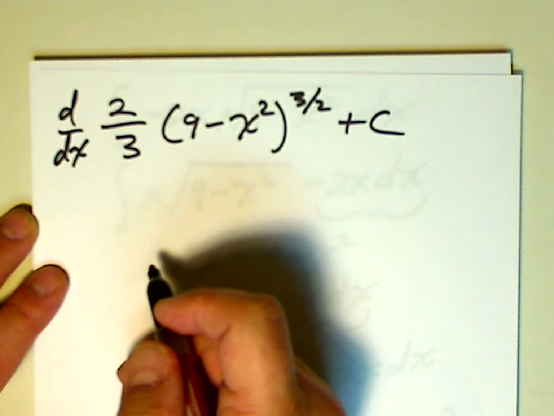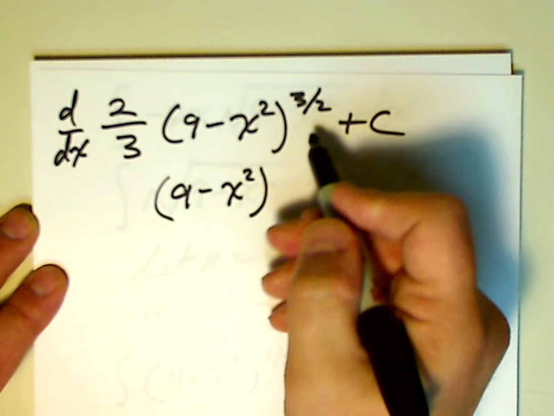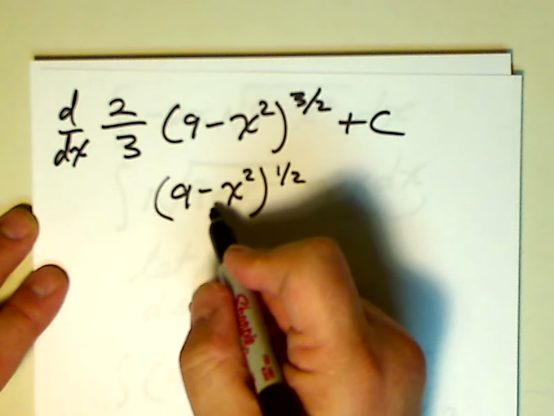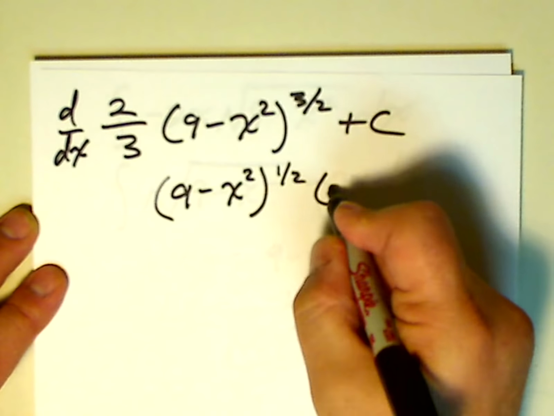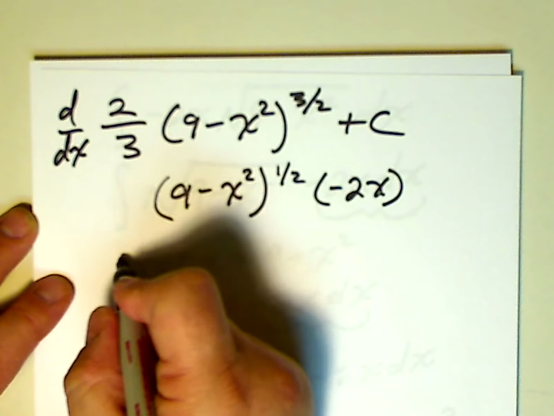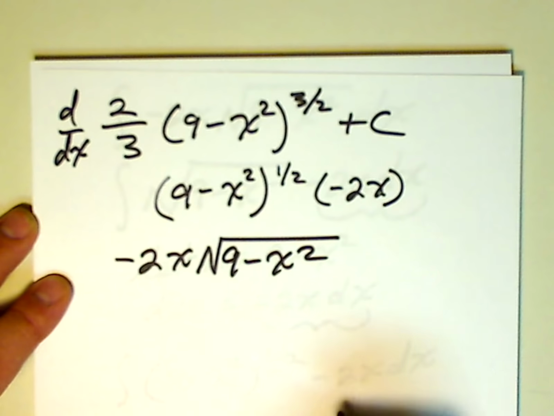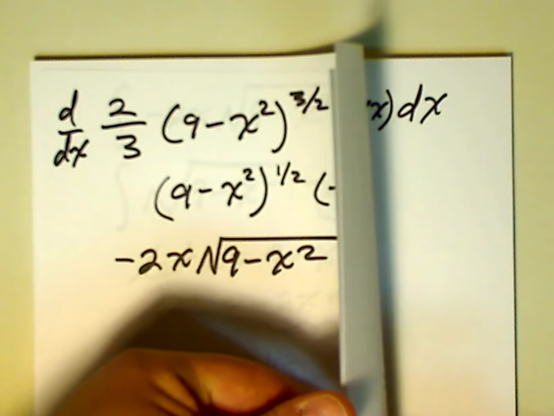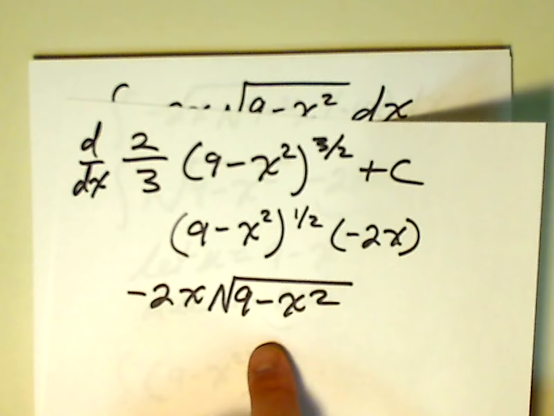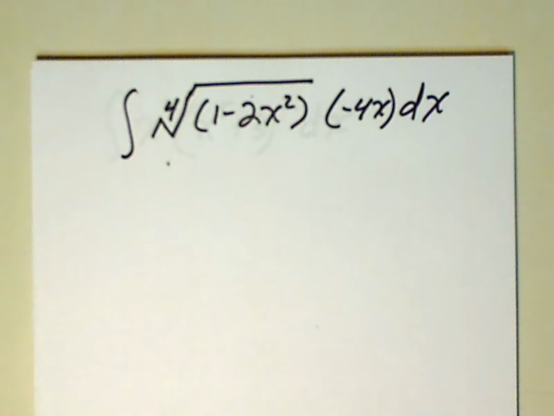3/2 times 2/3 is 6/6, so that's 1 times (9 minus x squared) to the 3/2 minus 2/2, which is 1/2, times the derivative of the inner portion, which is negative 2x. The c goes out, it's constant. So this becomes negative 2x times the square root of 9 minus x squared. And I think if you look here, you'll see negative 2x times the square root of 9 minus x squared. That's what we've got here. It checks. We're good. We did it correctly.